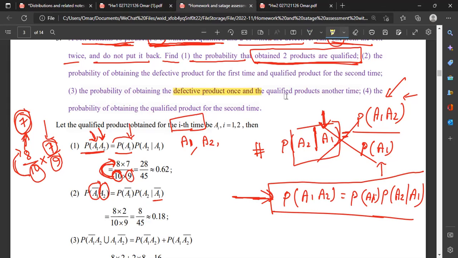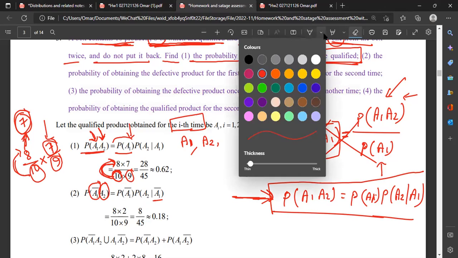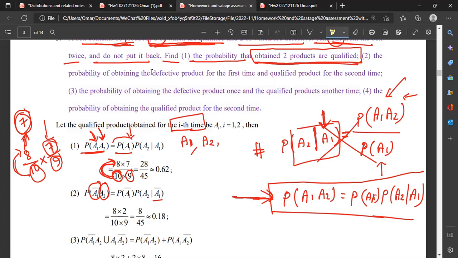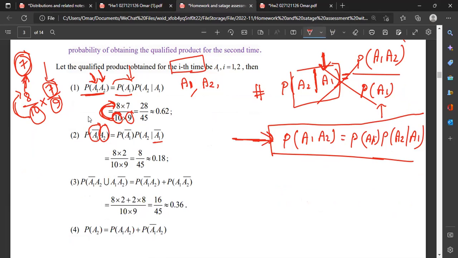So see, it's defective for the first time and qualified for the second time. Sorry, no, not this one. Defective for the first time and qualified for the second time. So see here, defective for the first time means A1 inverse, and qualified for the second time means A2. So if we break down the formula, we will get P of defective for the first time and P of qualified for the second time.